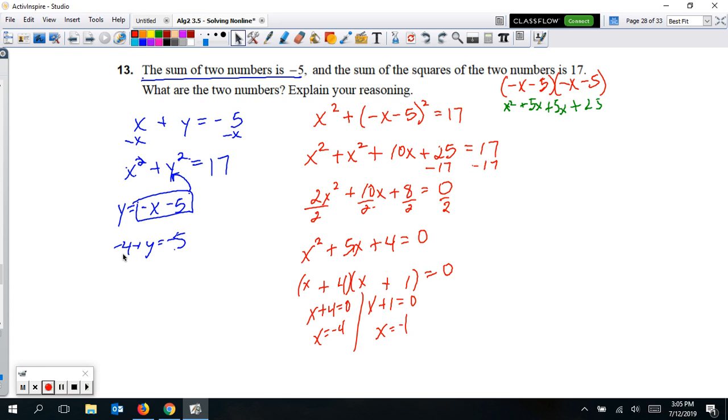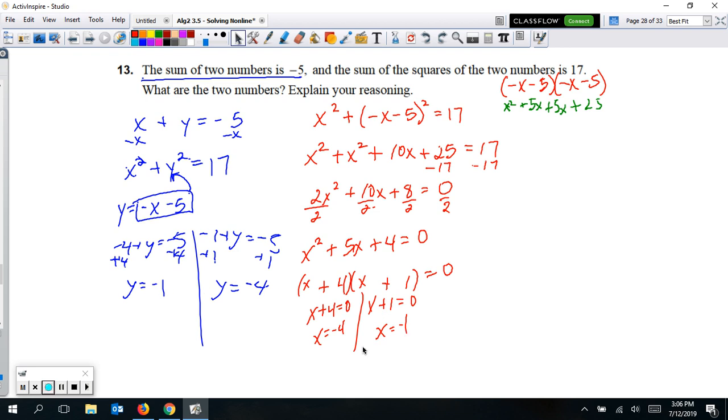So when I plug negative 4 back into our top equation, it's negative 4 plus y equals negative 5. That's what I'm doing there. And I'll add 4 to both sides. So negative 5 plus 4 is going to be negative 1. So y equals negative 1. When I plug in negative 1 plus y equals negative 5 and add 1 to both sides, that's going to give me negative 4. So my two numbers are the same numbers that I got down here.